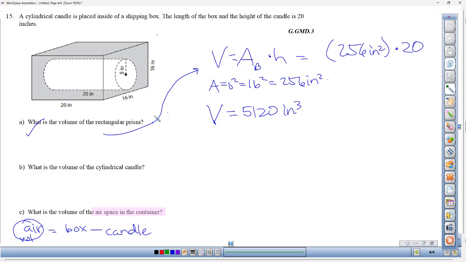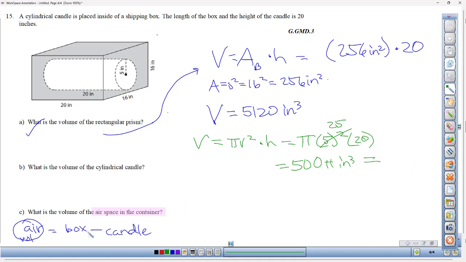I'm going to switch to a different color. We're talking about the candle itself. It's a cylinder, so that's area of the base, which is a circle, times the height. We're not going to divide by 3 because you get that full circle all the way up and down that height. So pi times the radius squared times the height. Radius is 5, and the height is also 20. So that's going to be what? 5 squared is 25, and 25 times 20 comes out to be 500 pi inches cubed.